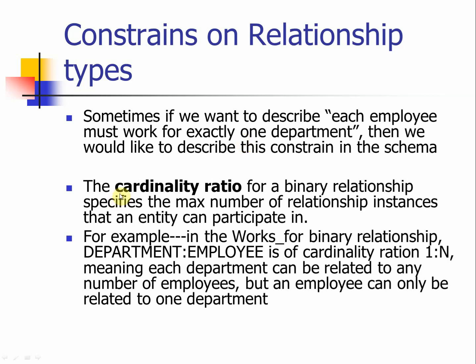So the first thing is what we call the cardinality ratio. The cardinality ratio for a binary relationship specifies the maximum number of relationship instances that an entity can participate in. For example, if you are looking at the works for relationship, department to employee has a cardinality ratio of 1 to n, indicating each department must relate to several employees, but every employee can only work for one department.